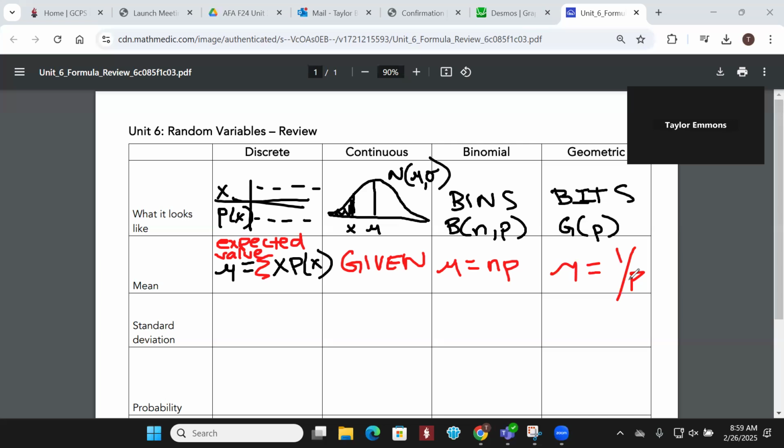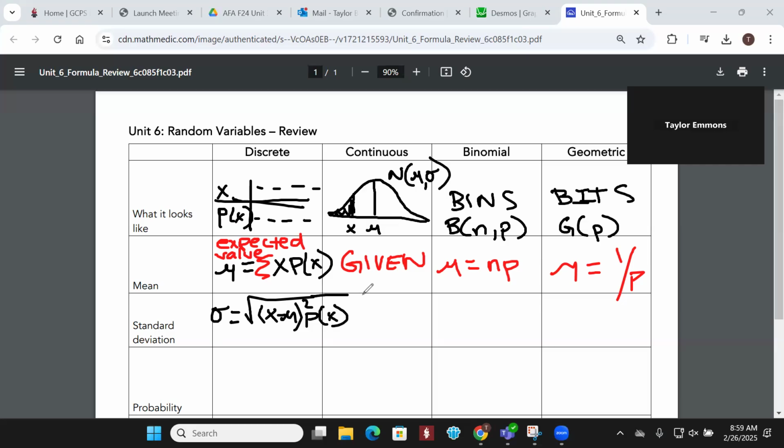All right, so everybody good on that? We know how to find the mean for all 4 of these. Okay, standard deviation is where it gets a little weird. So we got little sigma is equal to the square root of X minus the mean squared times the probability.